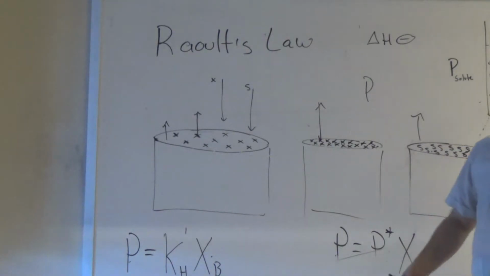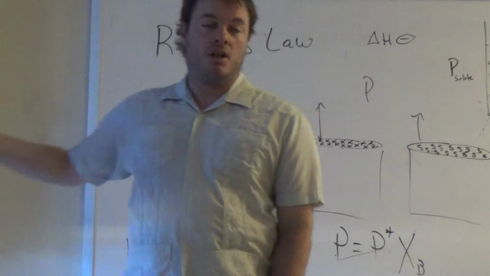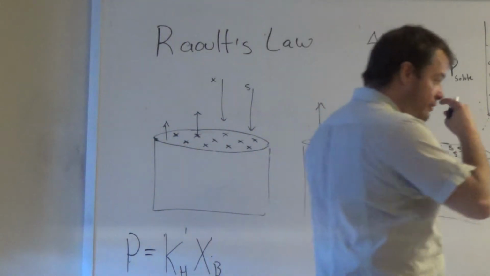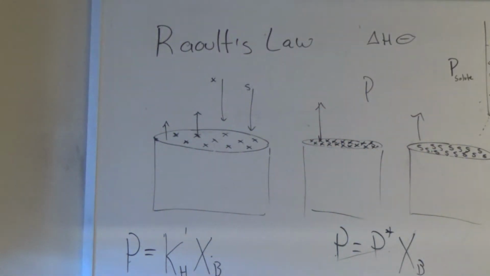So dissolving a solute species into a solvent raises the boiling point of that species. It lowers the freezing point. These are boiling point elevations and freezing point depressions.